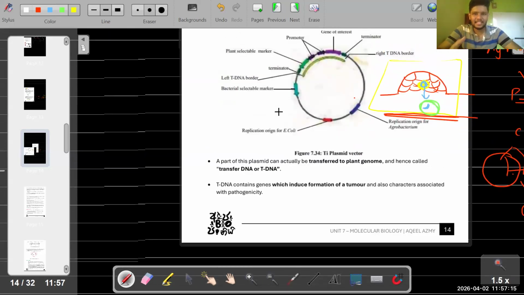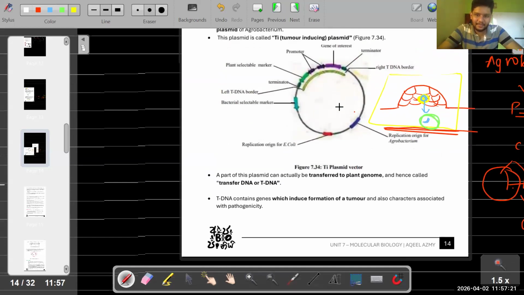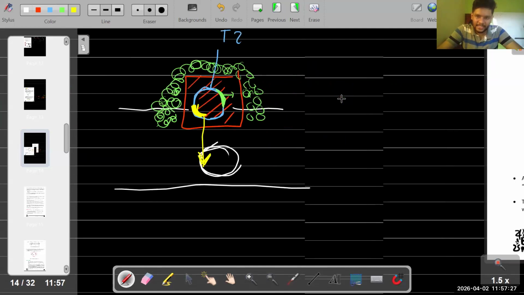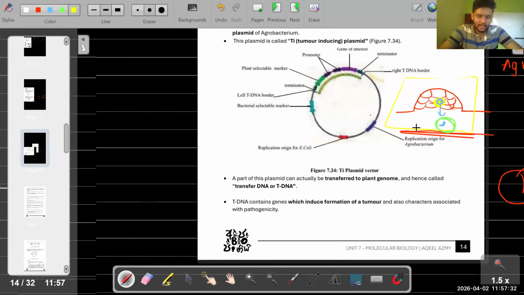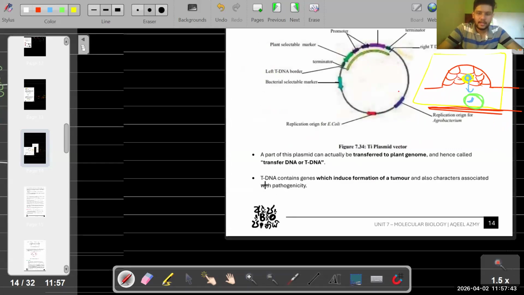Now you might ask, why is it transferred? Let's see. With the note, I'll compare. Now see, they have given a diagram. Can you see? Now this and this are somewhat similar. Here I have given two. There are multiple ones. There are some other structures also. Now these are not required. For our syllabus, we need only two of them. Not two, three. There is another one. Transfer DNA contains genes which induce the formation of tumor and also characters associated with the pathogenicity. Very right.